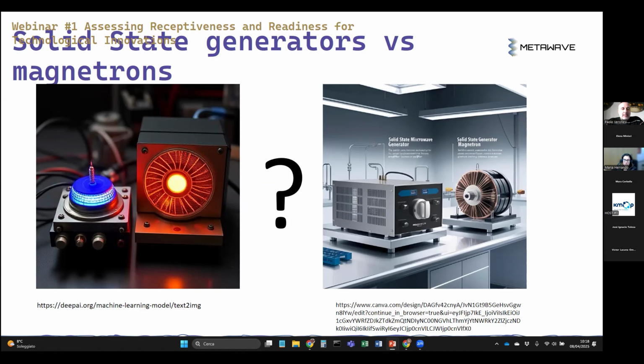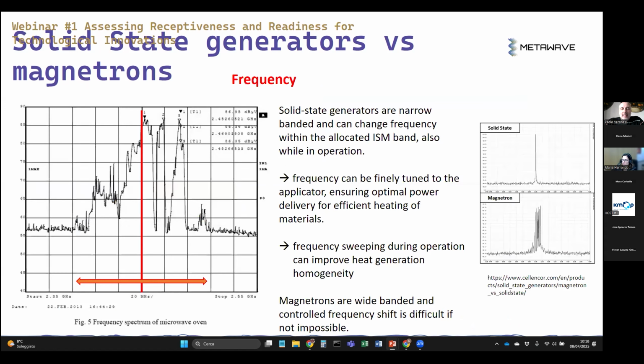But recently, we had the possibility of also generating microwaves with solid-state generators. Actually, it's not so recent, but only recently has this application come with higher power, and so the possibility to be applied not only to communications, but also for heating. What are the main differences?